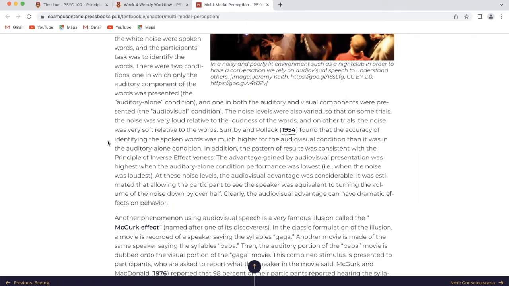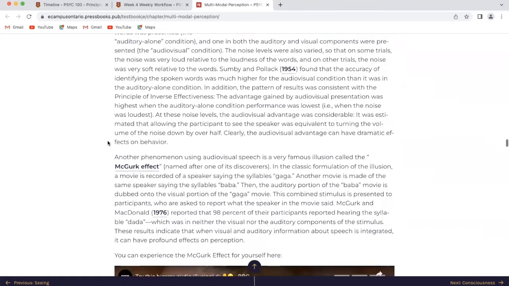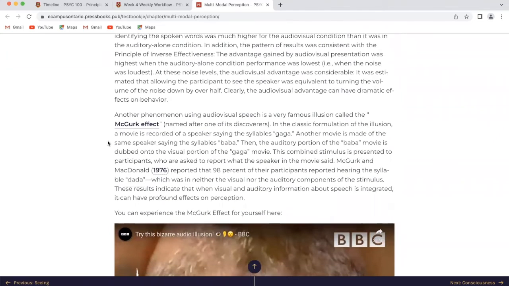In addition, the pattern of results was consistent with the principle of inverse effectiveness. The advantage gained by audiovisual presentation was highest when the auditory alone condition performance was lowest, i.e., when the noise was loudest. At these noise levels, the audiovisual advantage was considerable. It was estimated that allowing the participants to see the speaker was equivalent to turning the volume of noise down by over half. Clearly, the audiovisual advantage can have a dramatic effect on behavior.